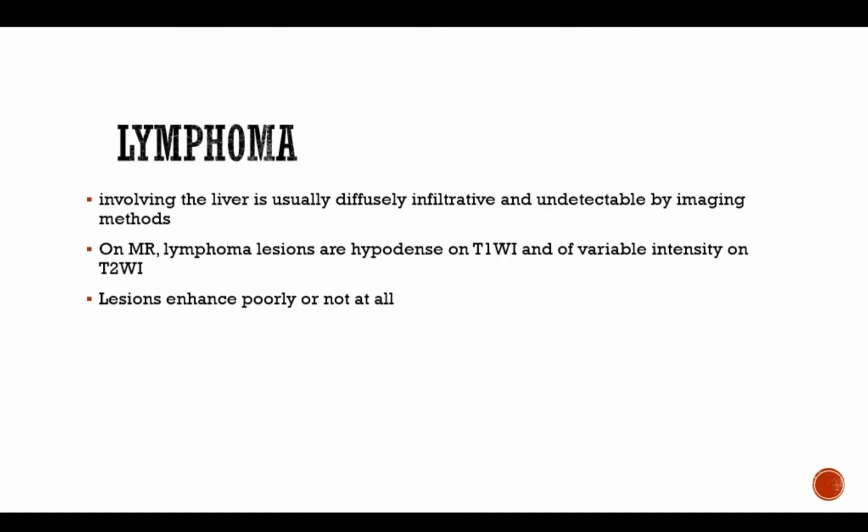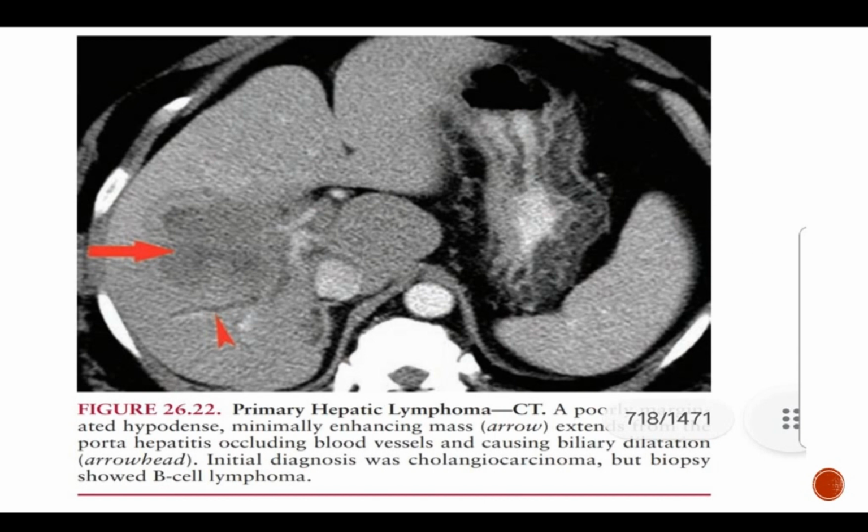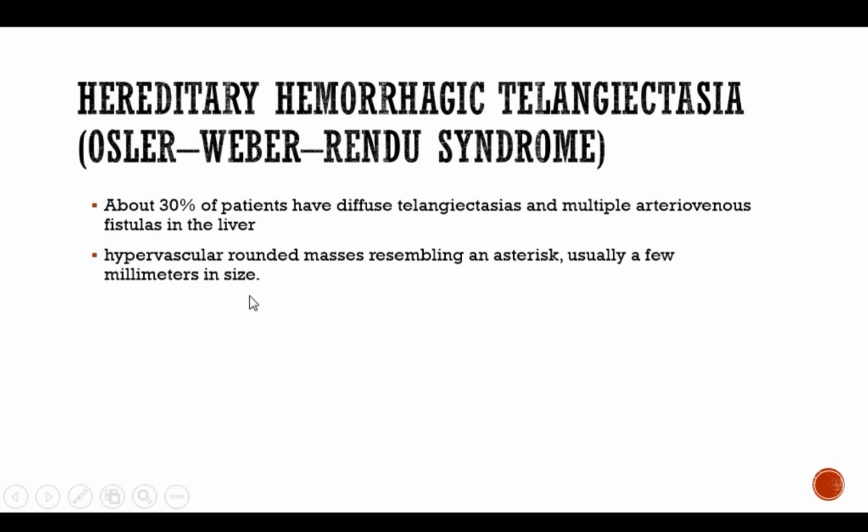Lymphoma. The lymphomas that affect the liver are infiltrative, and they are usually undetectable by imaging methods. Their feature is that they enhance poorly or even not at all. So we can see a large hypodense lesion on an enhanced liver scan. This was later diagnosed as a primary hepatic lymphoma.